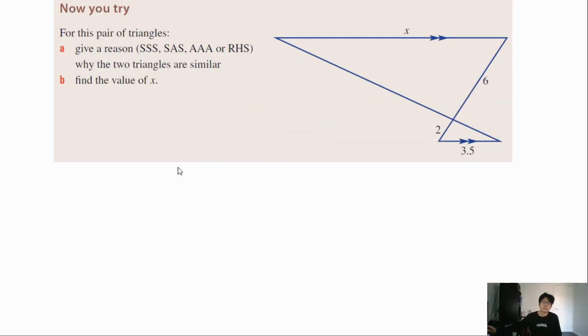Alright, now it's your turn. Just pause the video here and have a go at this one by yourself. It's a similar type of question to the one before. If you do get stuck, just please ask your teacher in class. Alright, so question A, give a reason why the two triangles are similar.